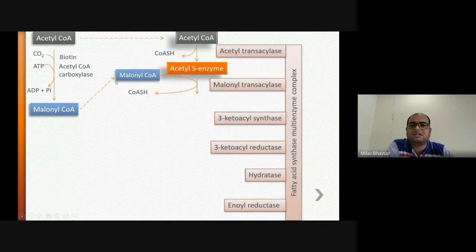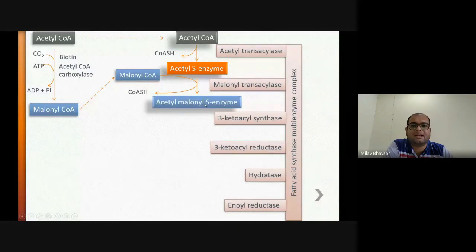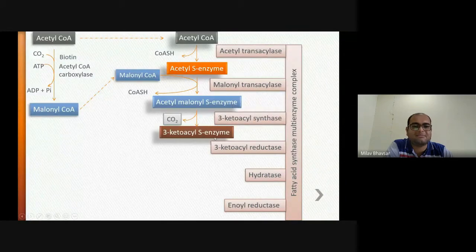Here malonyl coenzyme gets incorporated into the S enzyme, and acetyl malonyl S enzyme is generated. That is with the help of malonyl transacylase. Now going ahead, we have utilized the malonyl. Carbon dioxide is removed. What we have is the ketoacyl S enzyme. That is, S enzyme means this fatty acid synthase.